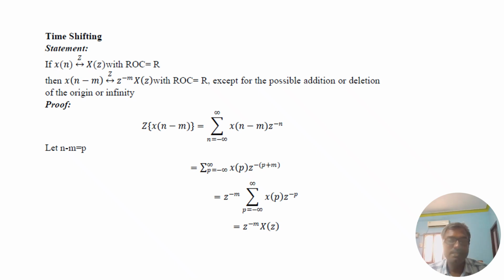Then let us take n minus m equal to p, then n equals p plus m. Then you substitute these things in the Z transform definition. Then by rearranging the terms, we will get z power minus m summation p equal to minus infinity to plus infinity x of p z power minus p. The summation p equal to minus infinity to plus infinity x of p z power minus p can be written as x of z. Yes, the time shifting property is proved.